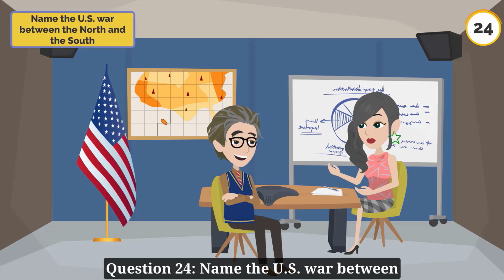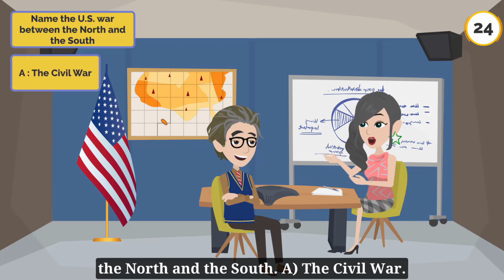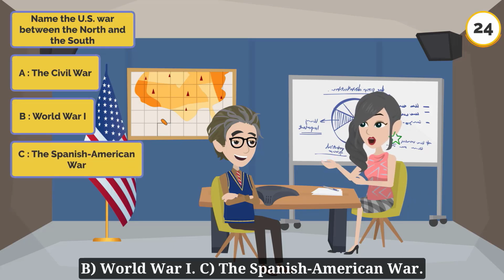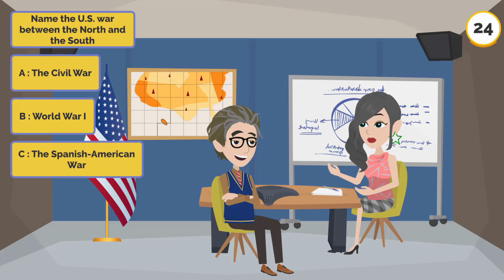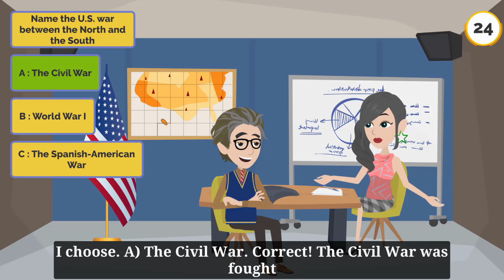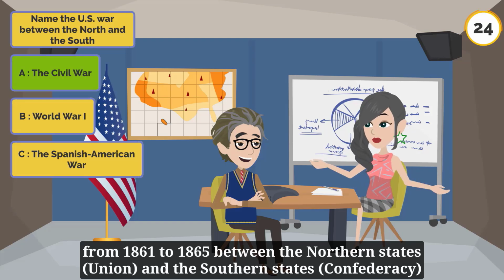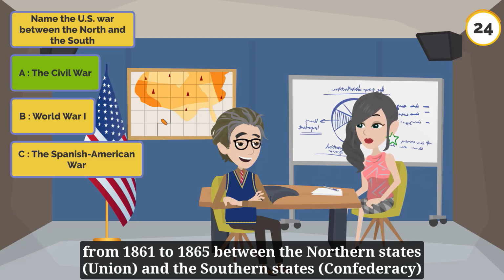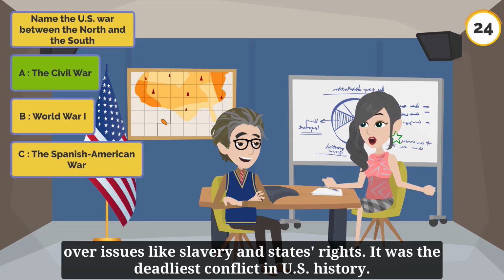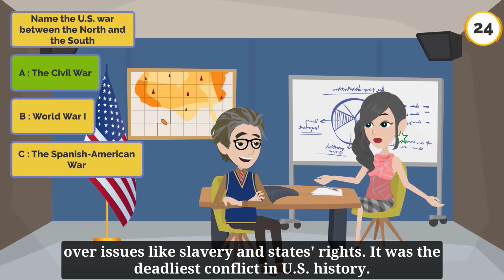Question 24. Name the U.S. war between the North and the South. A. The Civil War. B. World War I. C. The Spanish-American War. I choose A. The Civil War. Correct. The Civil War was fought from 1861 to 1865 between the Northern States Union and the Southern States Confederacy over issues like slavery and states' rights. It was the deadliest conflict in U.S. history.